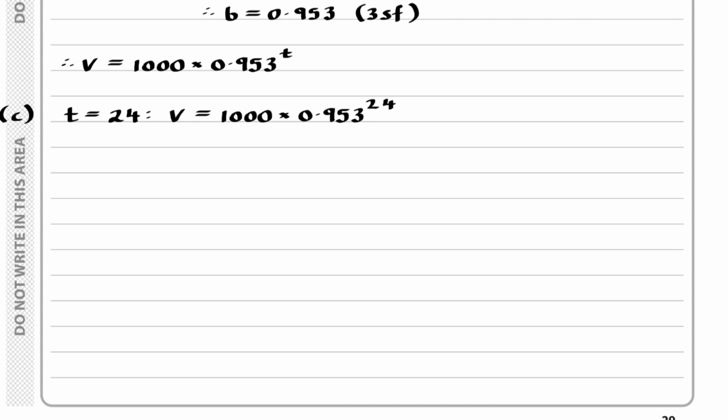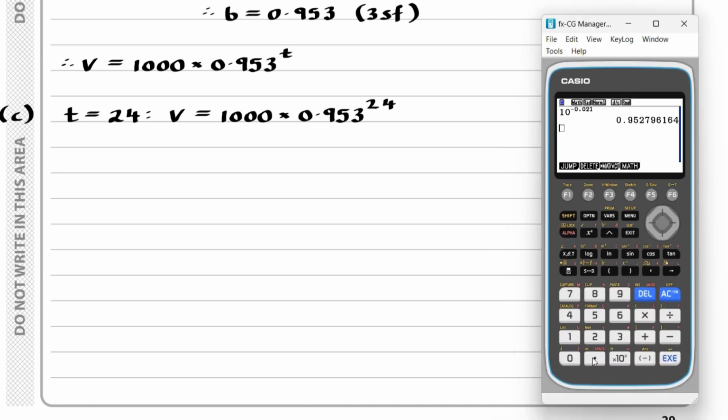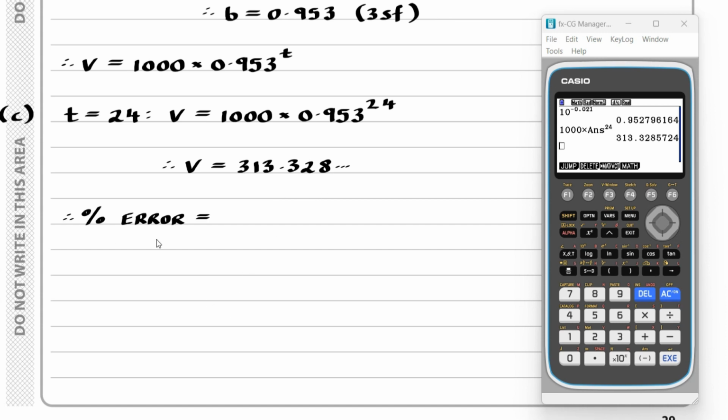So let's work this out. We have 1000 multiplied by this value of b to the power of 24. It turns out we get 313.328, etc. So let's work out the percentage error. The percentage error is given by 320, the actual value, subtract the 313.328, etc., of the 313.328, etc., multiplied by 100.